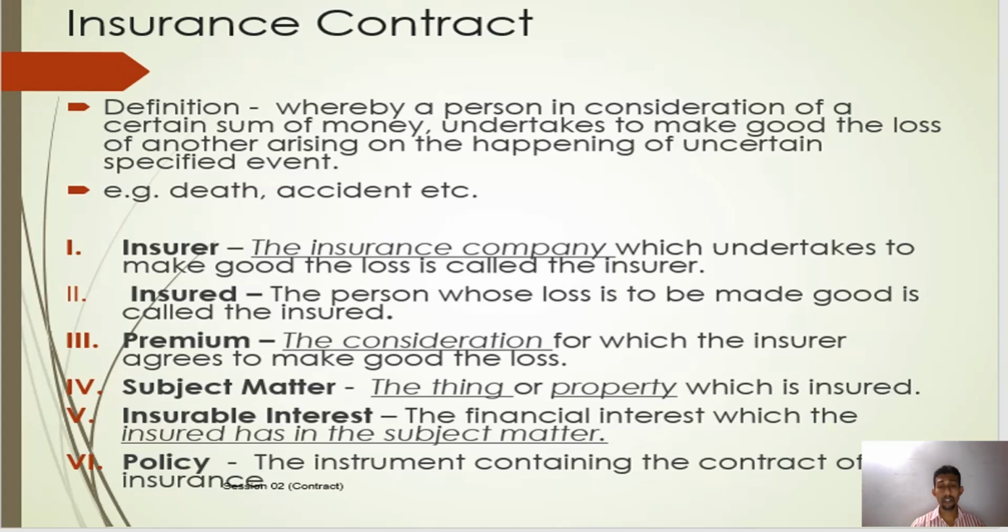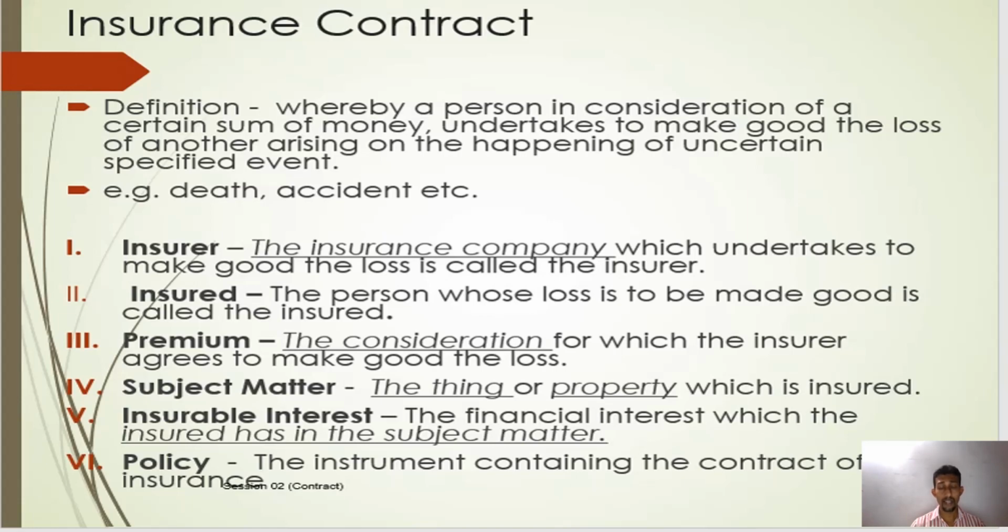The next important thing is the subject matter. Every insurance contract has to clearly mention the subject matter, the thing, the asset, the property or the belonging which is going to be insured. So this has to be very clear in the insurance policy.